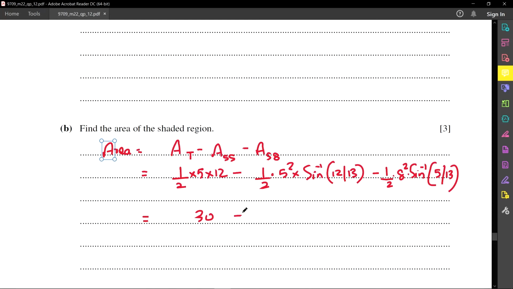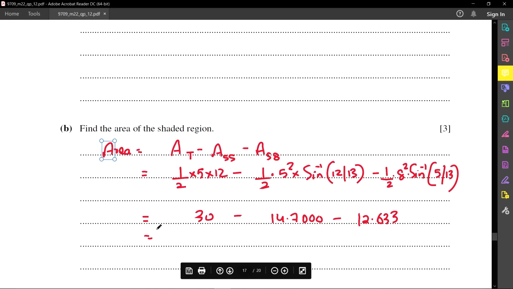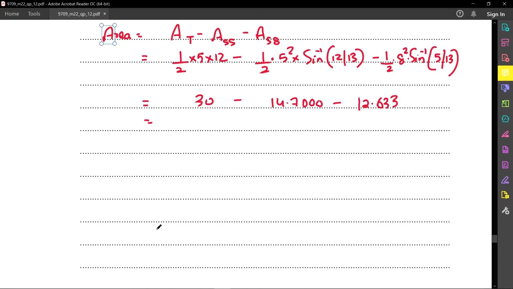And this will give you 0.5 into 25 into sine inverse of 12 by 13, which is 14.7, minus half into 64 into sine inverse of 5 by 13, which is 12.633. So the final value is 30 minus 14.700 minus 12.633, which gives 2.667. Rounding to three significant figures, it will be 2.67.